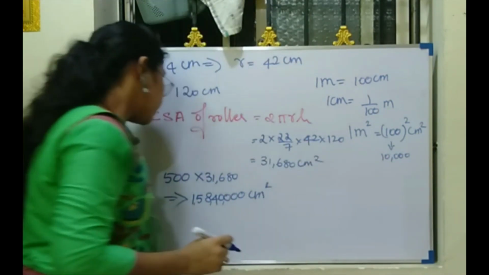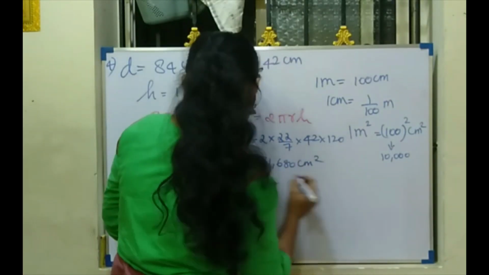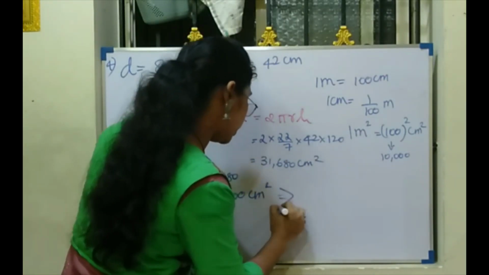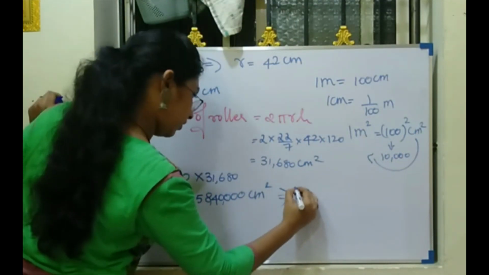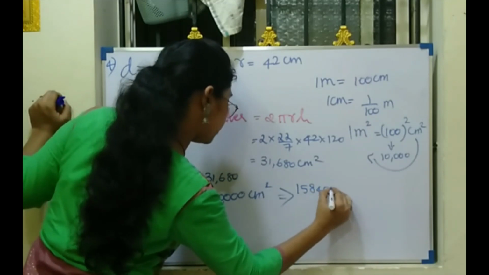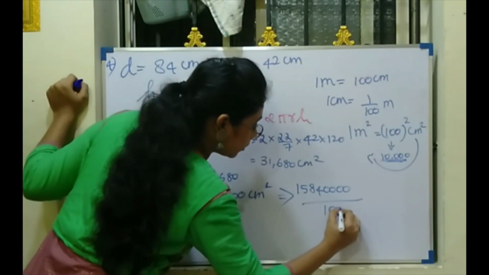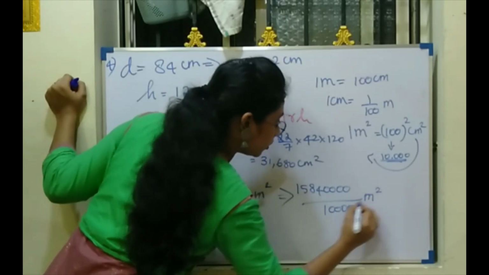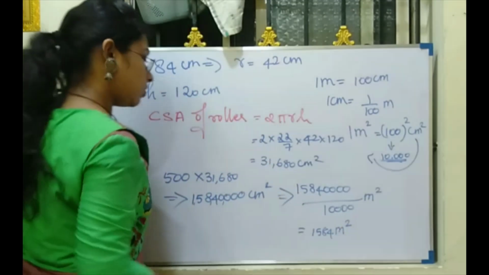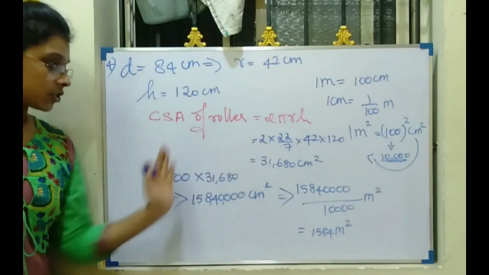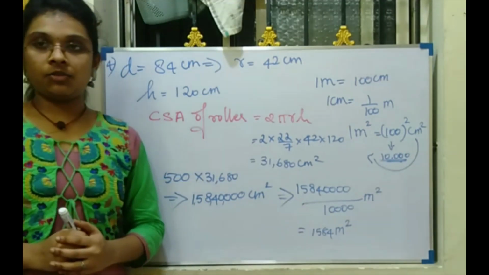Right? For 15840000, here they have given it in centimeter square. So how to convert centimeter square to meter square? 15840000 divided by 10,000, which is equal to 1584 meter square. So this is how you have to convert centimeter square to meter square. So this is the area of the playground.